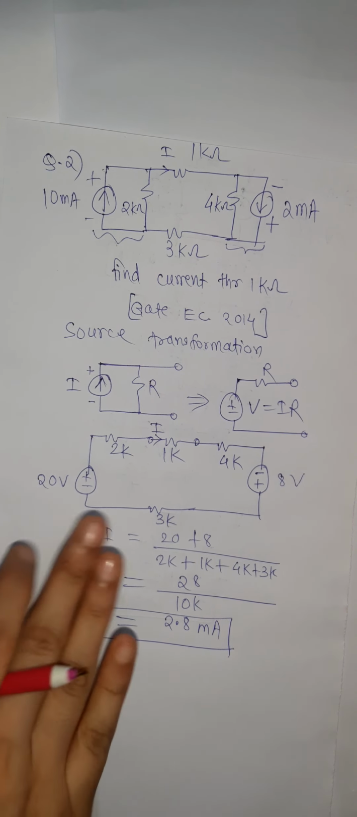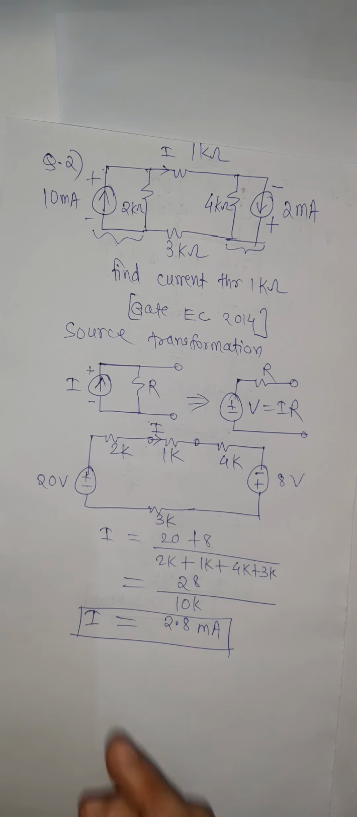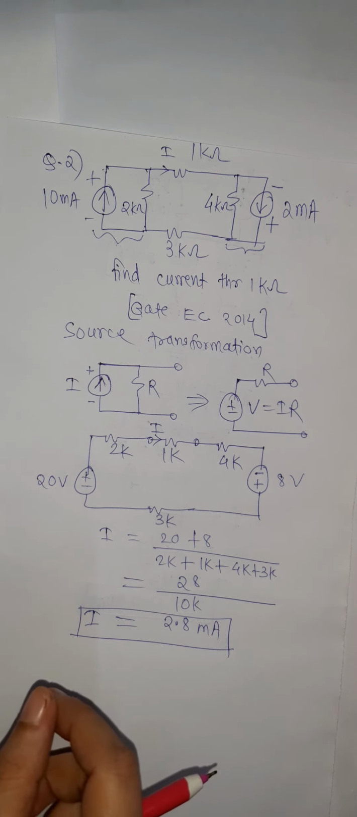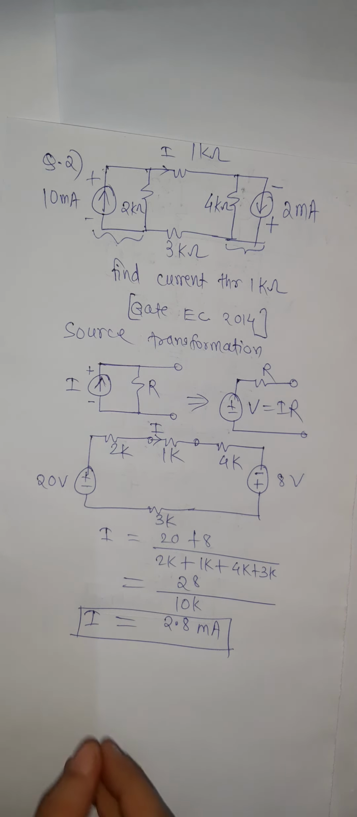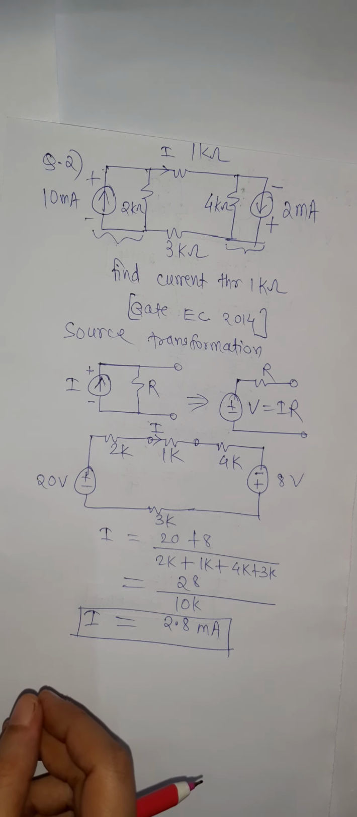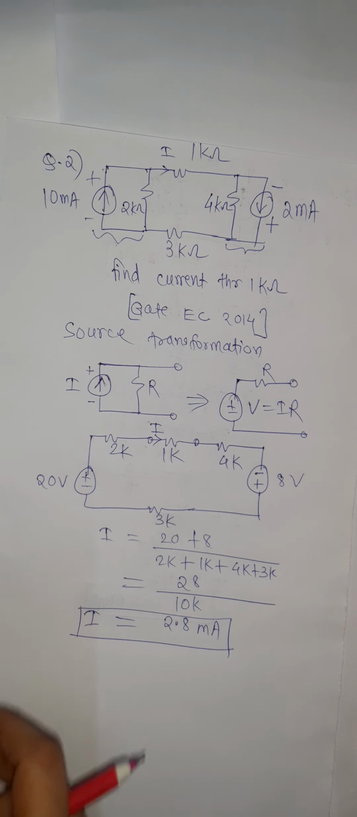By using source transformation, we can solve this example in 1 minute. There is no need to apply KCL or KVL because it will lead to a very long solution. By source transformation, we are saving our time.